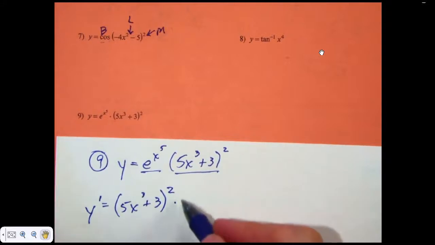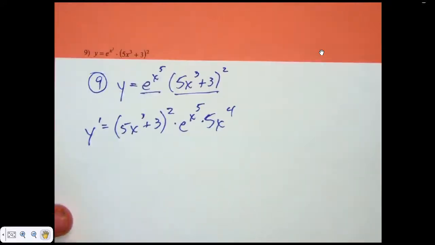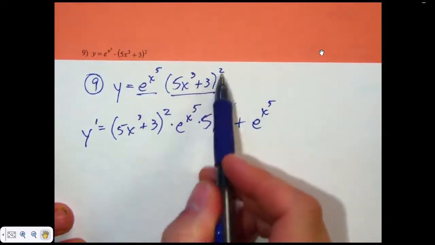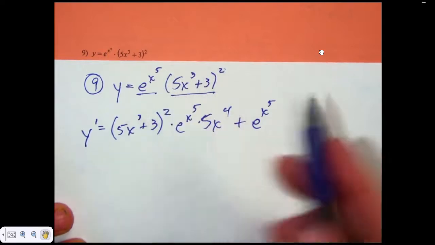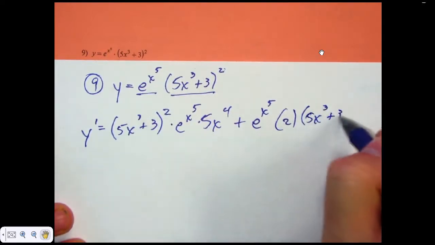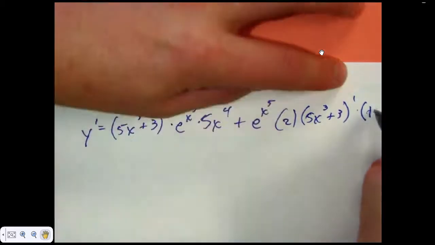Well, now I need chain rule. So the derivative of e to the x to the 5th is e to the x to the 5th times 5x to the 4th. Plus the first thing times the derivative of the second thing. Well, for the derivative of the second thing, I need chain rule also. So I'm bringing down the 2, leaving the 5x to the 3rd plus 3. Now it's to the first, and then times the derivative of the inside, so times 15x squared.